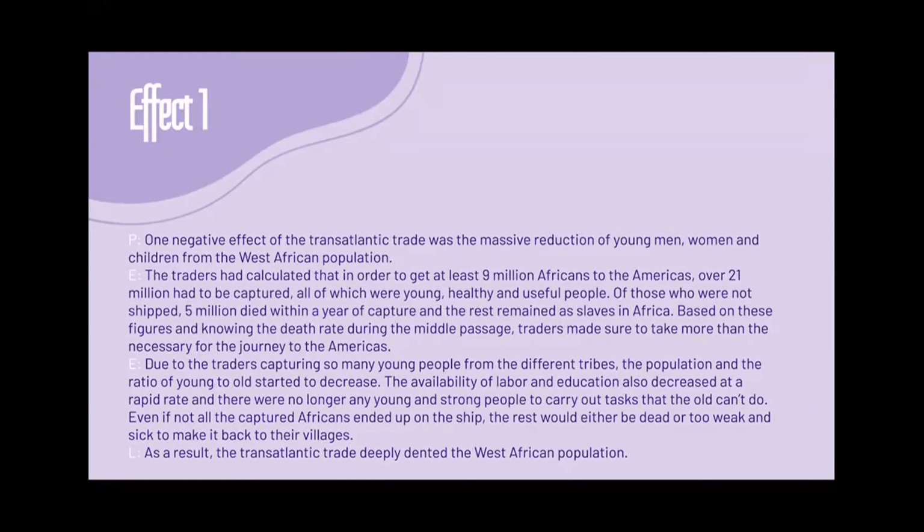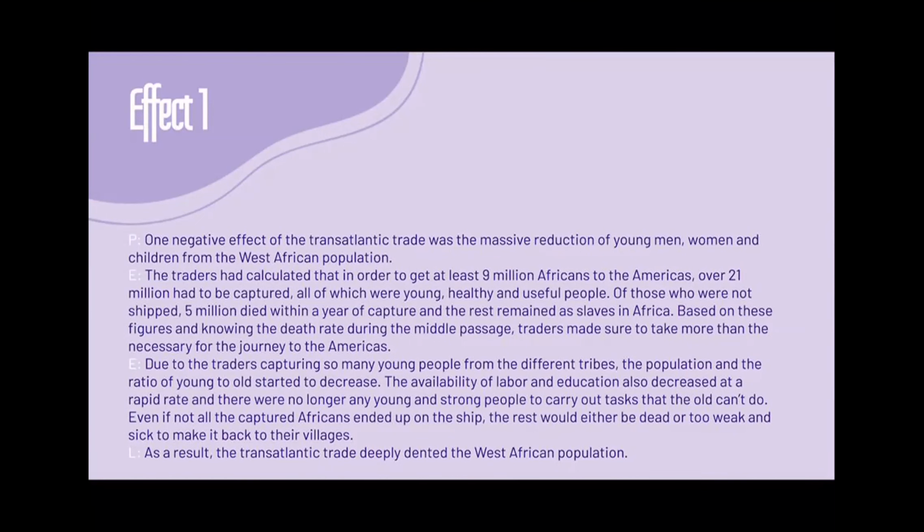Due to the traders capturing so many young people from the tribes, the population and the ratio of young to old started to decrease. The availability of labor and education also decreased at a rapid rate, and there were no longer any young and strong people to carry out tasks that the old can't do.